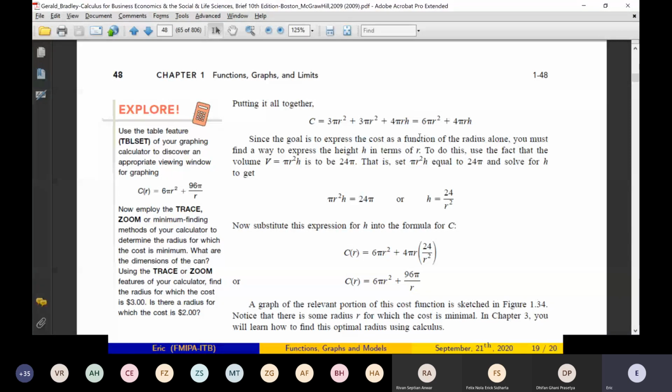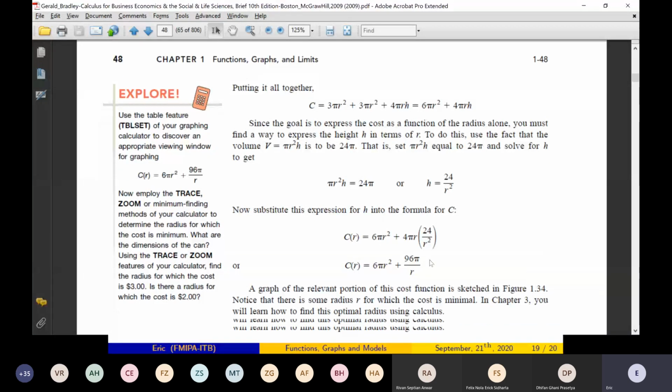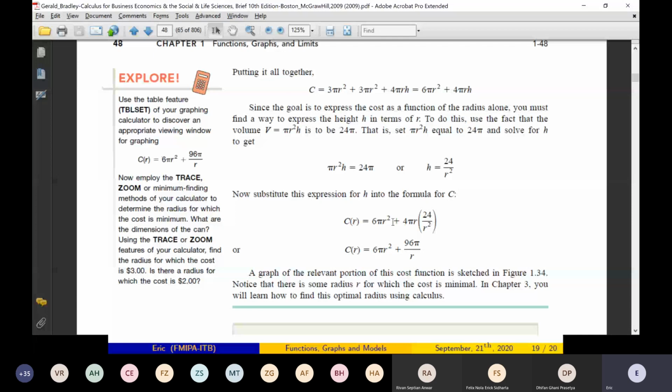Since the goal is to express the cost as a function of the radius alone, you must find a way to express the height in terms of R. To do this, use the fact that the volume is pi R squared times h, and it is 24 pi. This is given. This is the same as this. So h should be this, and you can substitute this into this. So you have a cost depending just on R and not h. This is what we want. Any question from this?